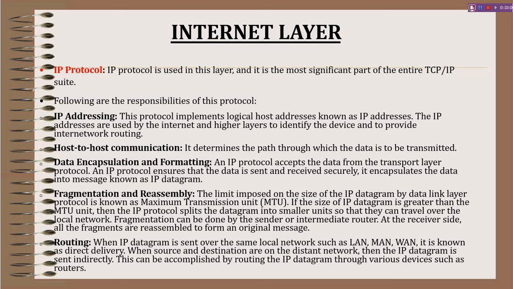Then routing. When an IP datagram is sent over the same local network such as LAN, MAN and WAN, it is known as direct delivery. When source and destination are on distant networks, then the IP datagram is sent indirectly. This can be accomplished by routing the IP datagram through various devices such as a router.